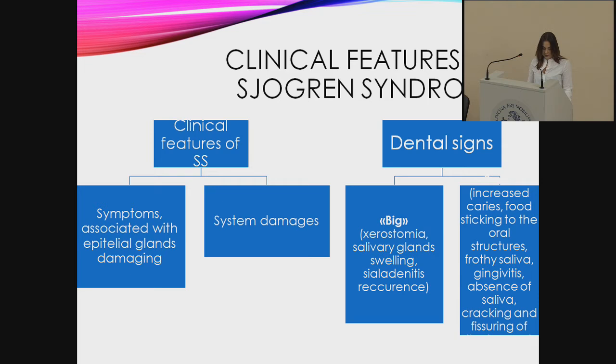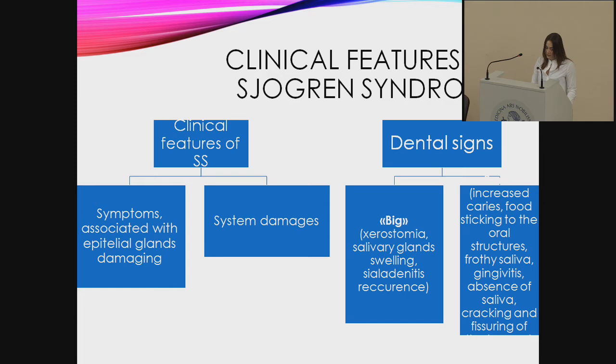This slide shows the clinical features of Sjogren's syndrome. They can be separated into symptoms associated with epithelial gland damage and systemic damage. I'd like to return to them later. Now I'd like to emphasize dental signs because there are many dentists here.